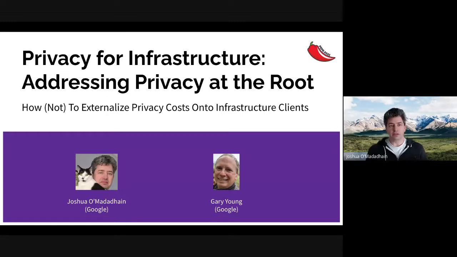and today we're going to be talking about privacy for infrastructure, addressing privacy at the root, also known as how not to externalize privacy costs onto infrastructure clients.